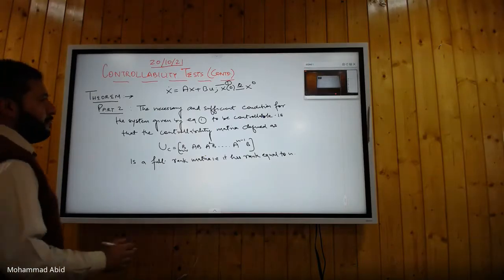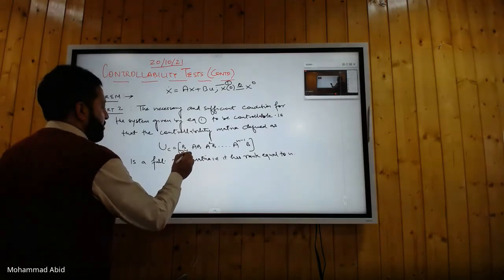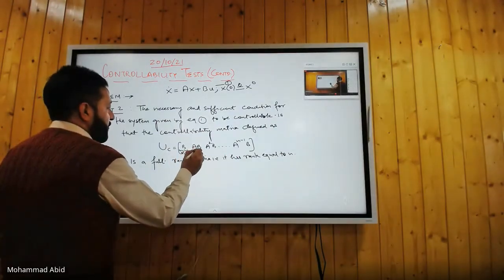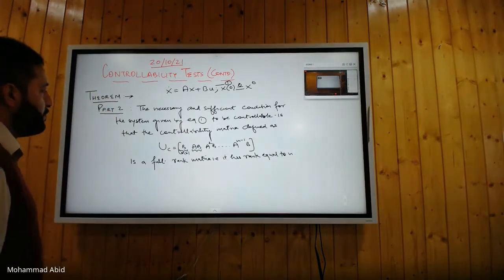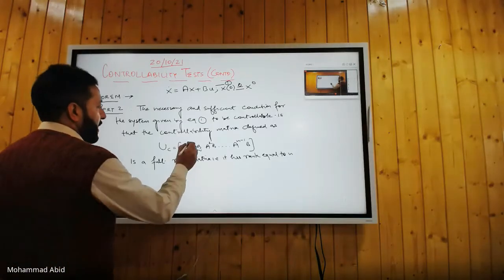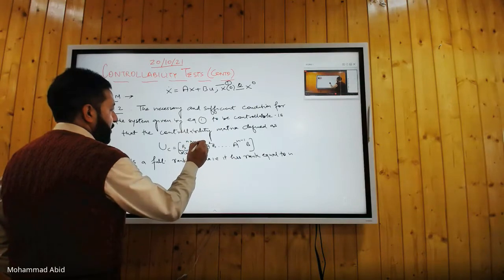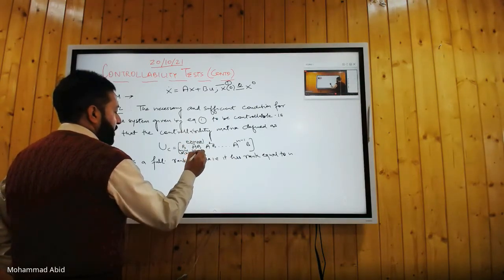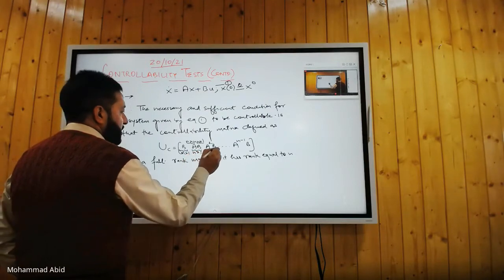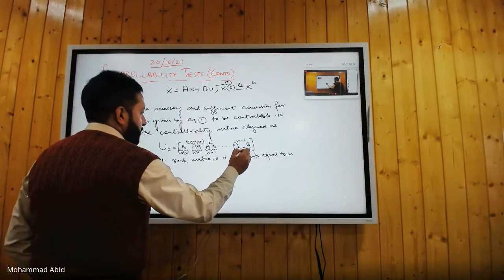Now, as I was telling you, the size of this B vector is n cross 1. And what's the size of AB? A is n cross n and B is n cross 1, isn't it? The size of AB is n cross 1. Similarly, the size of A square B is n cross 1. So this is also n cross 1.